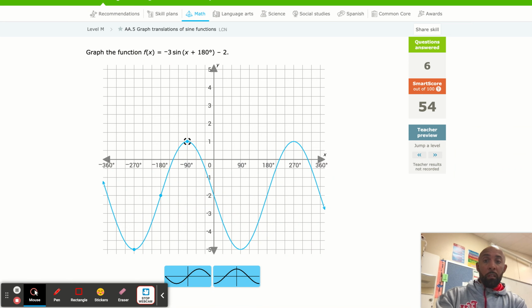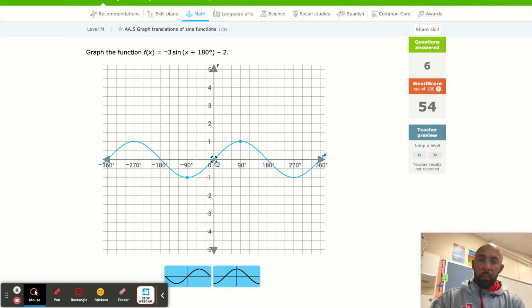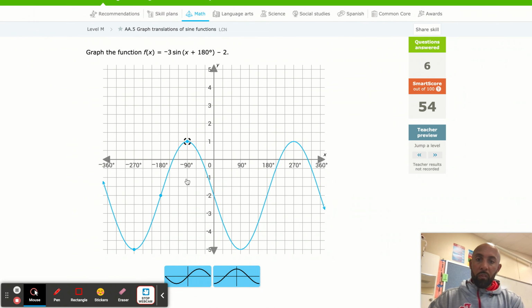Now, what's important though is as I drag it down, make sure I end up at the same, oops, let me start that over, messed that up. Let me start over here. So let's bring down shift to 2, then over to 180, and back up to 1 for the amplitude of 3. So what I'm going to do is I'm going to shift this down.